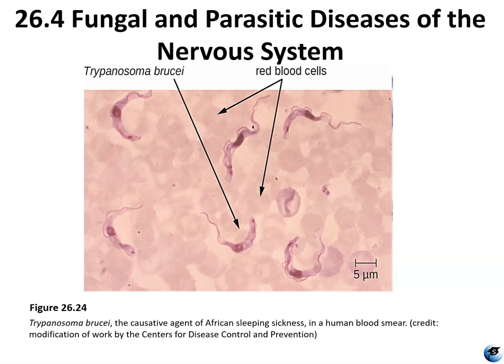During infection, the organism shows bursts of growth, each appearing with different surface proteins. The organism has more than 1,000 genes coding for these antigens, but only expresses one at a time. Each antigen requires that the body respond with a new antibody. So this is figure 26.24. It's showing the causative agent of African sleeping sickness in a human blood smear.